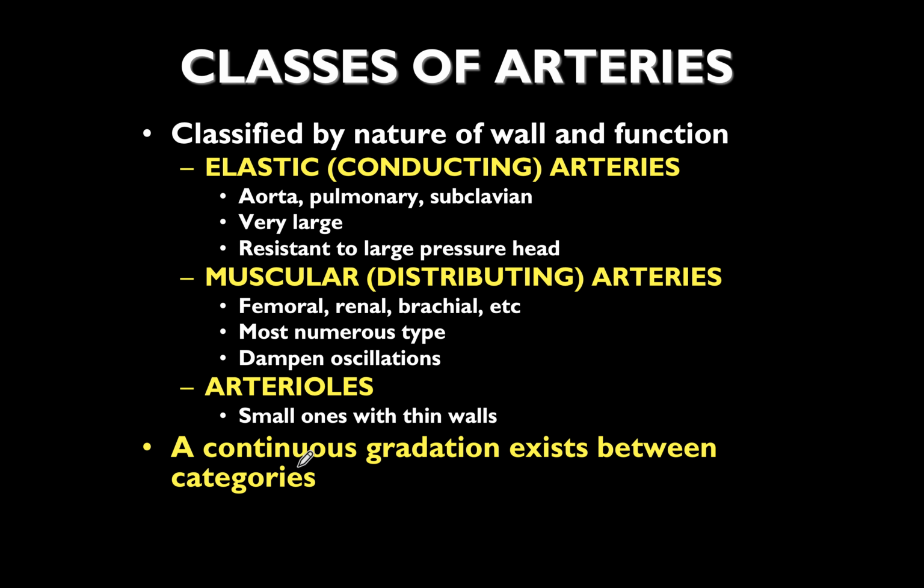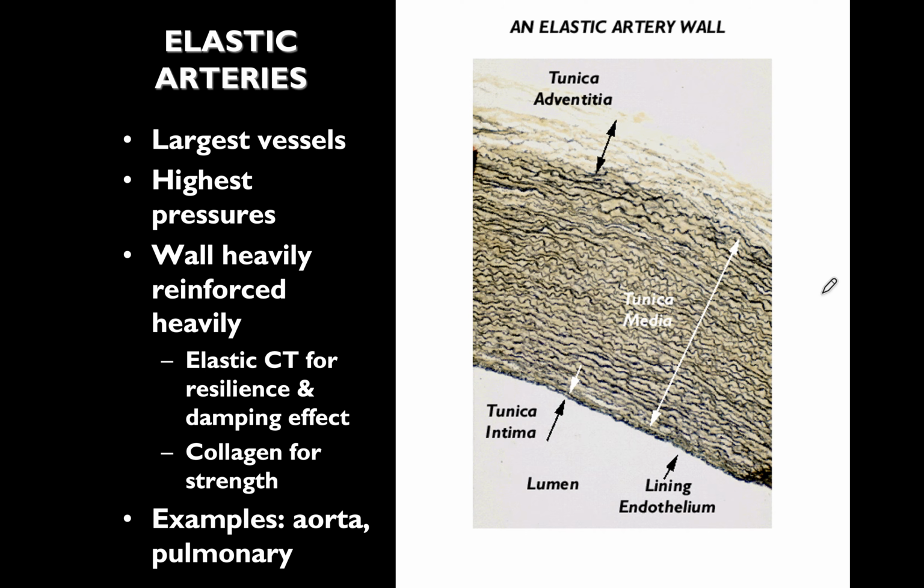As we can see, there is a continuous gradation between these categories. We have large, then smaller, then it gets smaller still. So these are the elastic, muscular, and finally the arteriole. The elastic artery is the largest blood vessel with the highest pressure. The wall is heavily reinforced by elastic connective tissue. We can see these fibers.